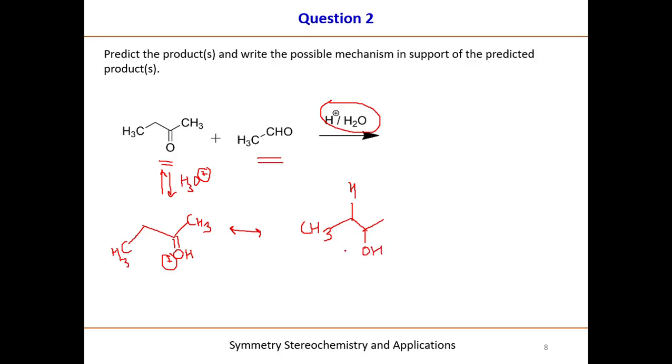This bond breaking is taking place to give a positive charge over here. Correct? Positive charge. And here we have CH3 group again, CH3. Now what will happen? Water will abstract the proton, this one, and we will get enol.